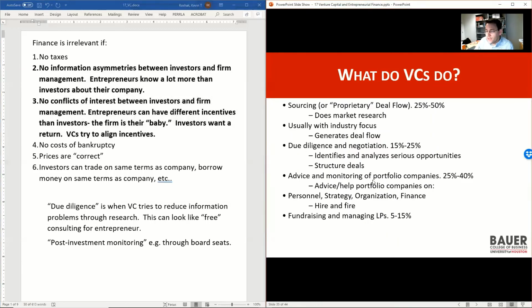Once they invest, then they have portfolio companies. These are the companies that the VC has a stake in. So they'll spend about 25 to 40% of the time advising and monitoring these companies. They'll help them on operations, for example, hiring and firing decisions, strategy, organization, etc. And then 5 to 15% of the time, VCs have to raise their next fund. Okay, so VCs raise a fund from investors. They use that to invest in startups. After 3 years or so, they raise a new fund and they start the process over again. So they have to spend some time just talking to pension funds and endowments and raising new money.